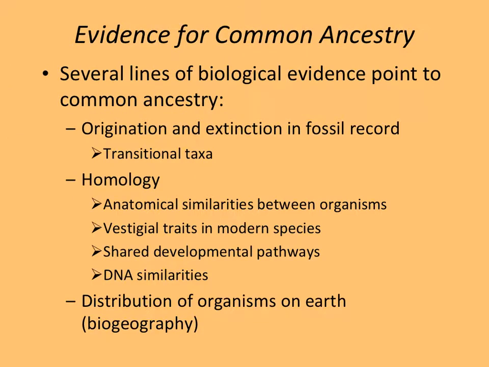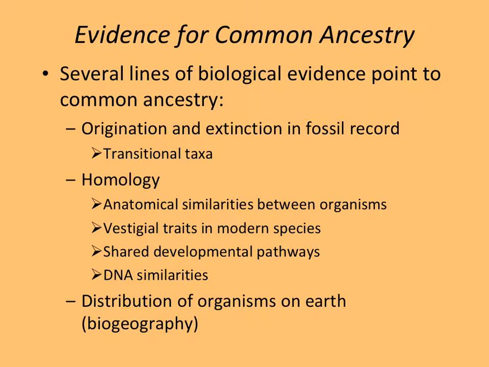Evidence for common ancestry. So this is Darwin and Wallace's second great idea, we'll say. The first was evolution by natural selection. The second is that all life, it turns out, is actually related to each other. And we know this for a number of reasons. Now, you already had some of this when you looked at that video of Jerry Coyne talking about evidence that evolution is true when we first started on evolution. But the first lines of biological evidence point to common ancestry.